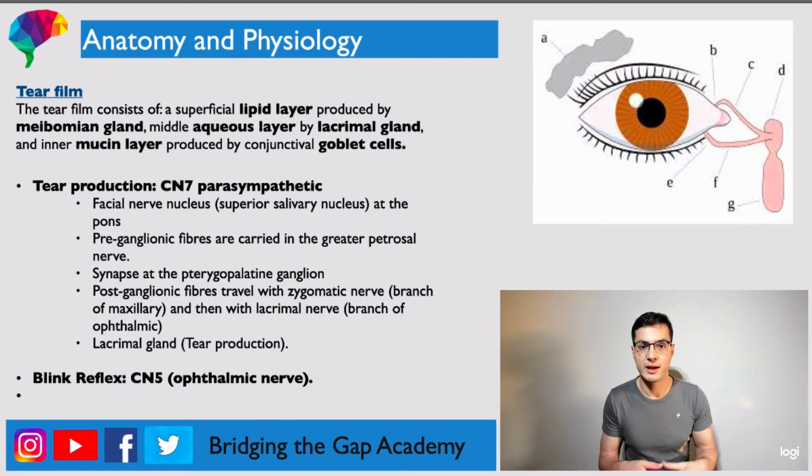Now, from letter A, the lacrimal gland produces the tears, and these travel through letters B and E, which is superior and inferior punctums of the eye, and they drain into letters C and F, which is the superior and inferior canaliculi. Now, the superior and inferior canaliculi join to form a common canaliculus, and that drains into letter D, which is the lacrimal sac. Now, the lacrimal sac drains into the nasolacrimal duct in letter G, and that gets drained away into our inferior meatus, which is in the nose.